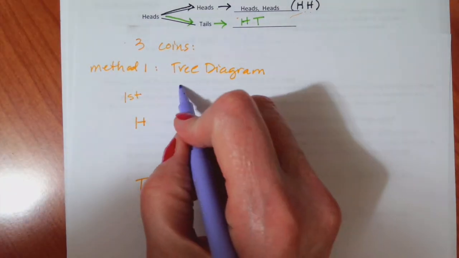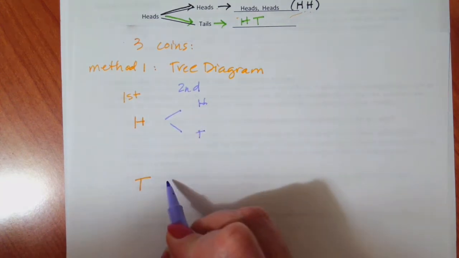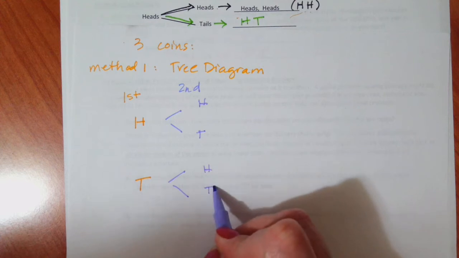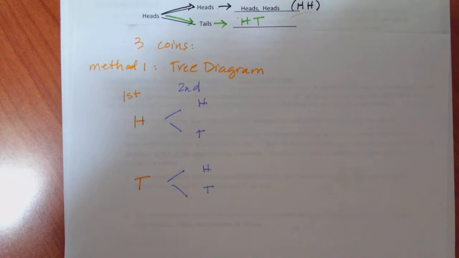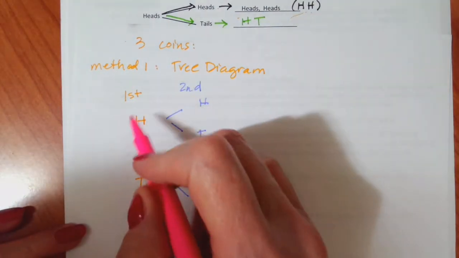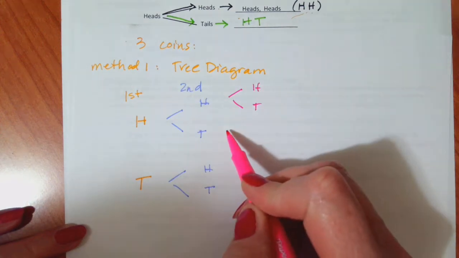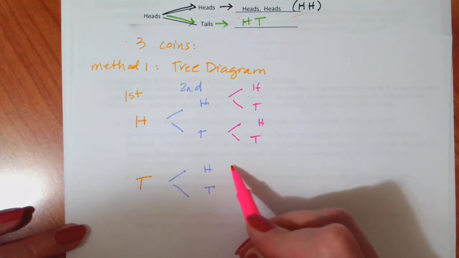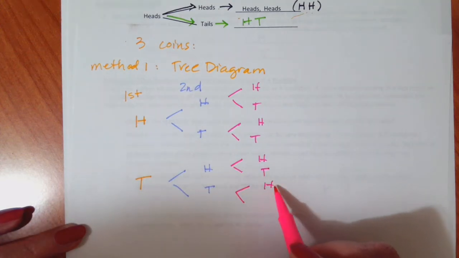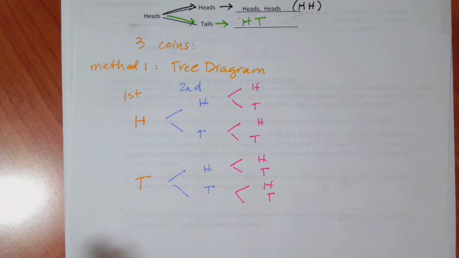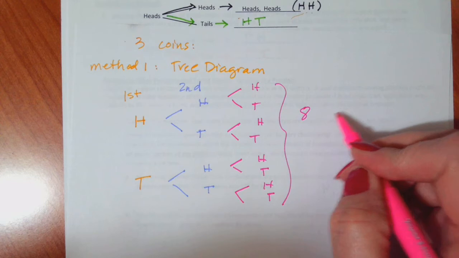Now if we do the second coin, we know that for each of these we either have a head or a tail, a head or a tail, which gives us our four possible combinations from the front. Now we're going to add a third one. So if I did a head and a head, for each of these I'm going to have two possibilities: a head or a tail, a head or a tail, a head or a tail, and a head or a tail. Doing it this way, I end up with 8 combinations.